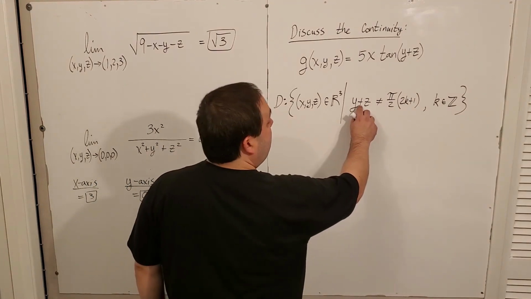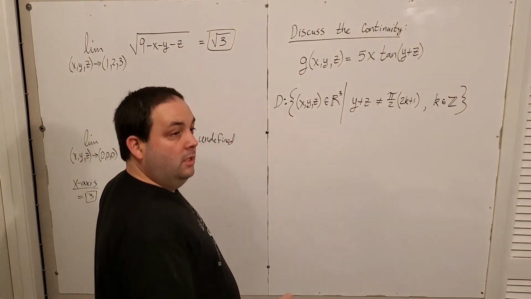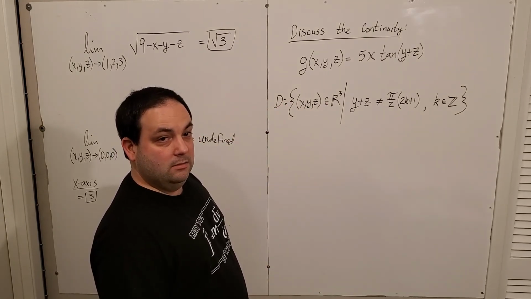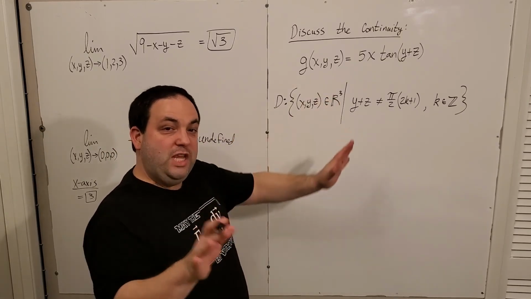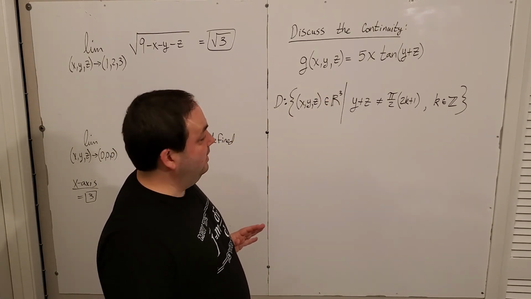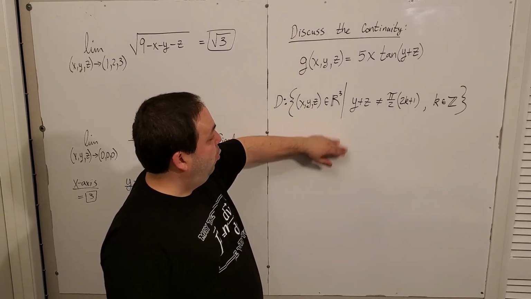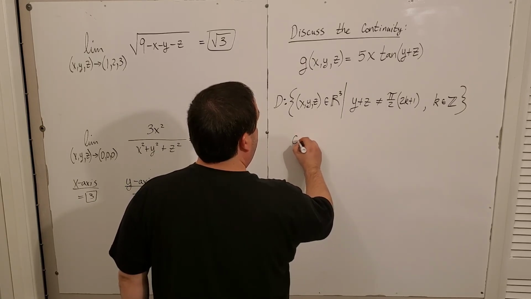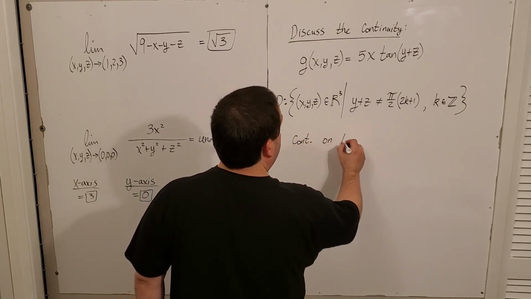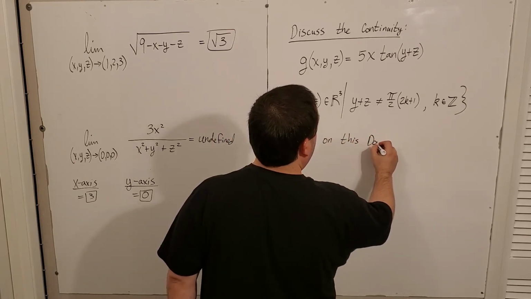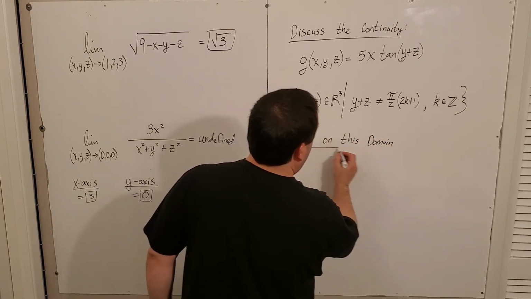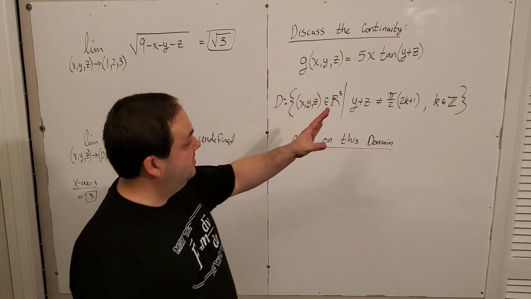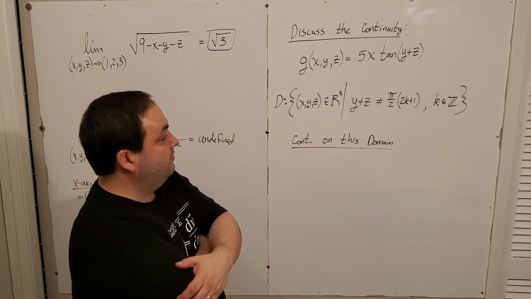y plus z can't be one of those values. But as long as you're not on one of those values where y plus z is equal to that, it's entire sheets inside of the 3D system. Then this function works and is continuous, right? So continuous on this domain. In other words, it's continuous everywhere, but not those particular sets of values where y plus z is any one of those odd multiples of pi over 2.